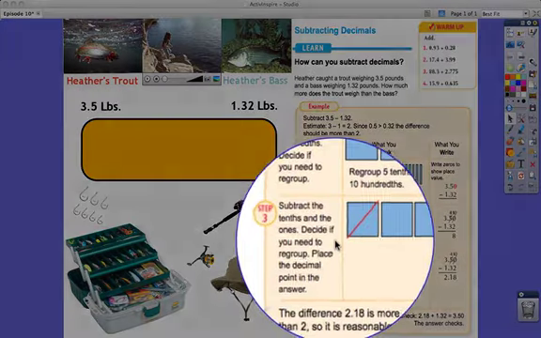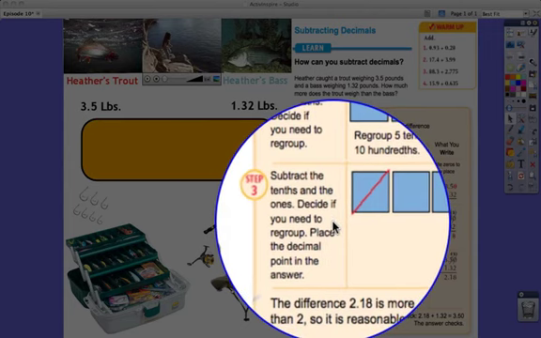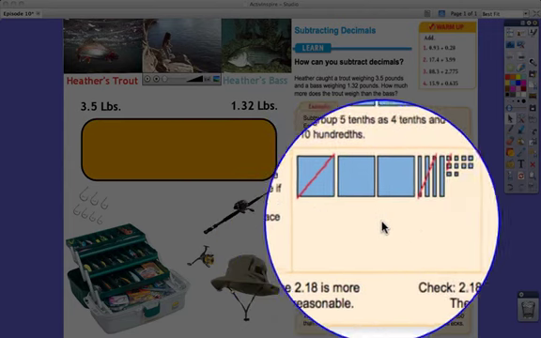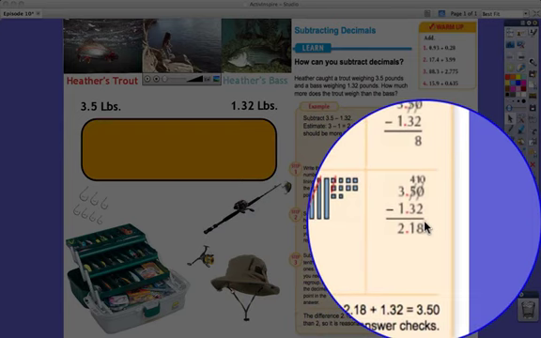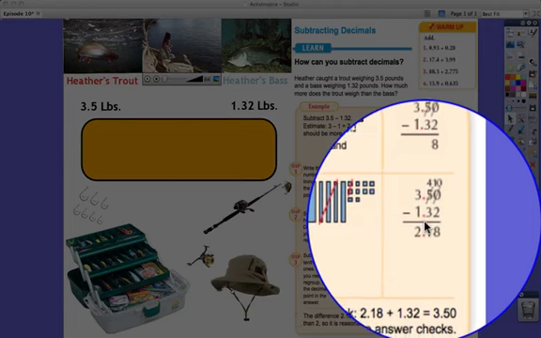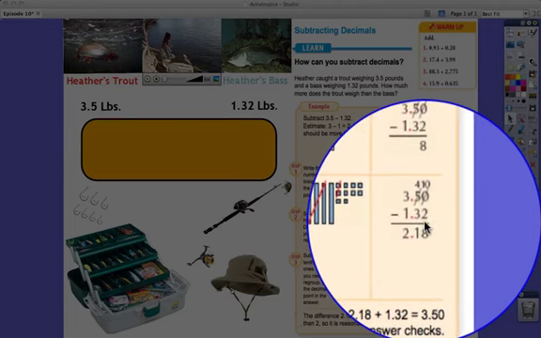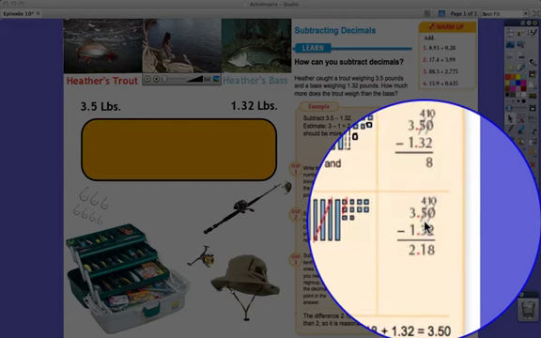In step 3, it says subtract the tenths and the ones. Decide if you need to regroup. Place the decimal point in the answer. If we come over here, this is when we really get down to business. So we have 3.50 minus 1.32. In this case, we want to take 2 from 0, but it's impossible. So we have to borrow. In other words, we regroup.